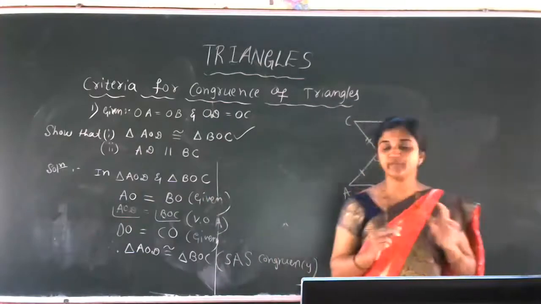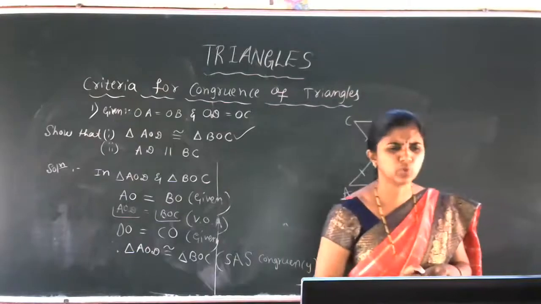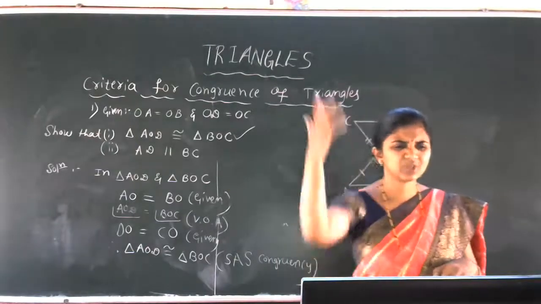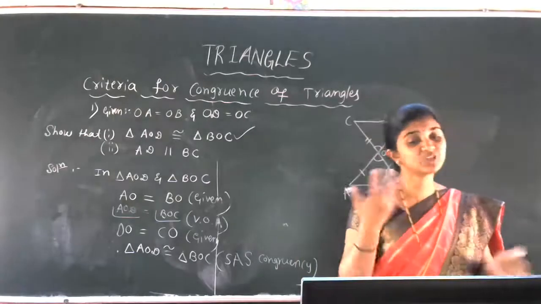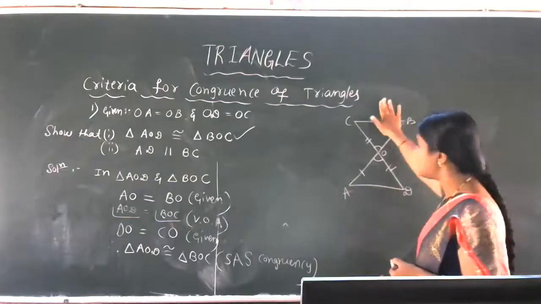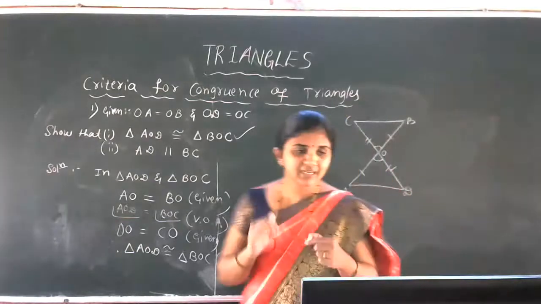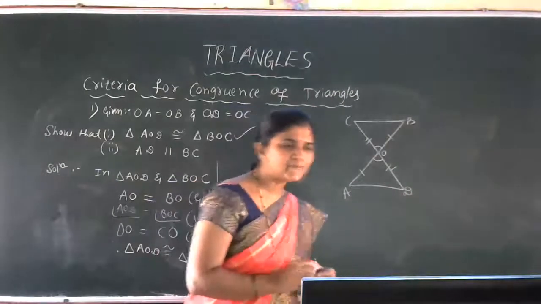Now, the second one: we have to show AD is parallel to BC. See, what is the relationship between congruency and parallel lines? How can we say that these two lines are parallel? This AD line is parallel to BC line. How to show that? Message me first, quickly. How?